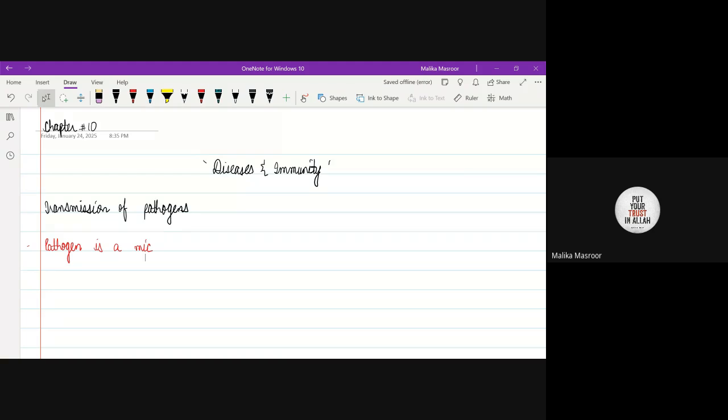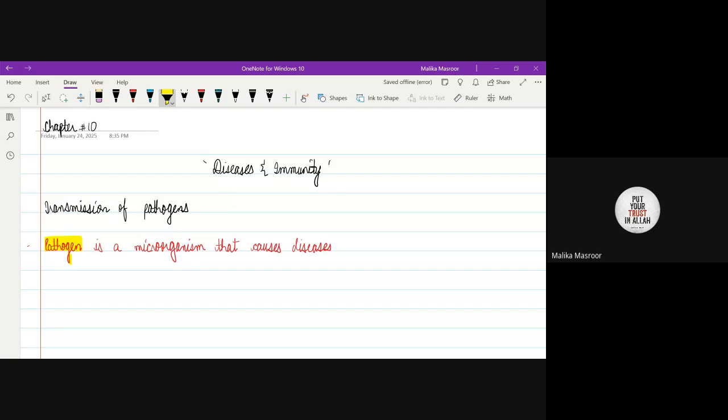Microorganism that causes disease. It can be anything: bacteria, virus, fungi, protococcus, whatever. So many diseases are caused by pathogens that get into our bodies and breed there.